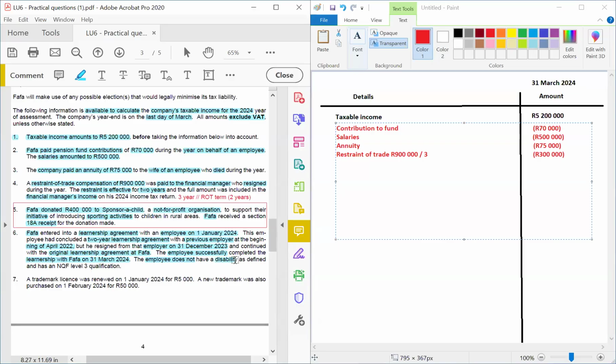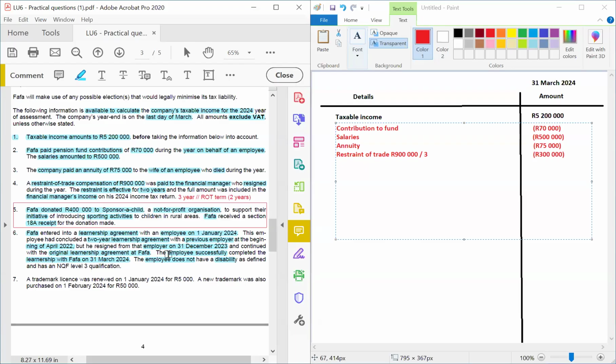So now we need to look at this. When is our year end? Our year end is 31st March 2024, right. Okay. So this employee concluded a 2-year learnership agreement with the previous employer, right? This was at the beginning of April 2022, but he resigned from that employer on the 31st December 2023 and continued with the original learnership agreement at Fafa.